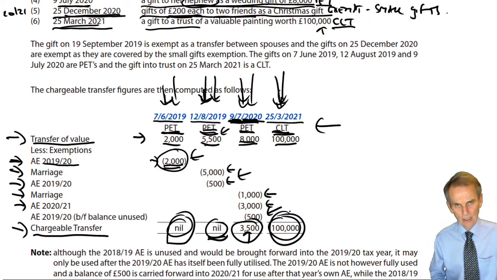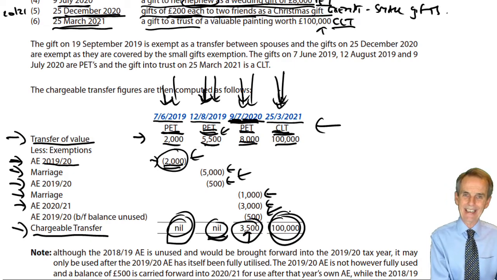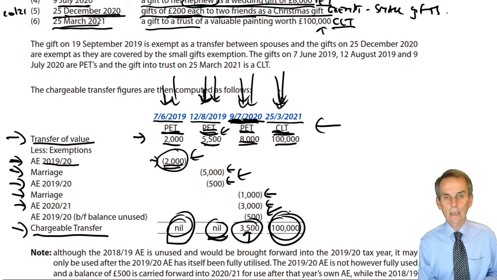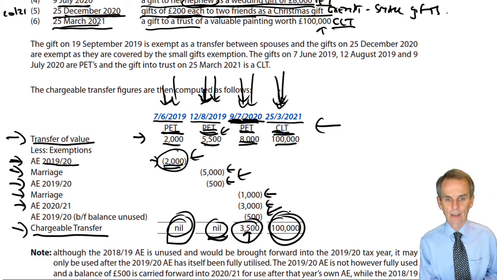Clearly, we're now in 2021. Any unused annual exemption from 1819 could only have been carried forward for 1 year. It was only usable within the 1920 tax year. It didn't get used here because it's used after the annual exemption of that current tax year. So there's nothing else to come forward.